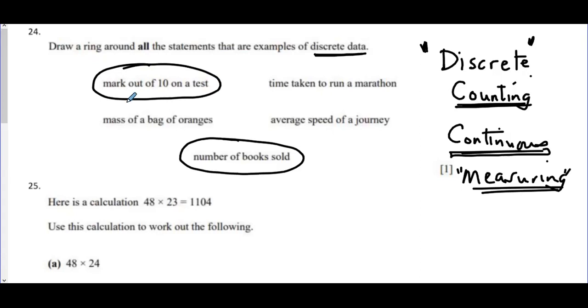Marks out of 10, yes, that will be discrete because we have to count. Time taken to run a marathon, no, that cannot be discrete. Drawing around all the statements that are examples of discrete. Mass of a bag, that we need to measure. Average speed, that is all about measuring.